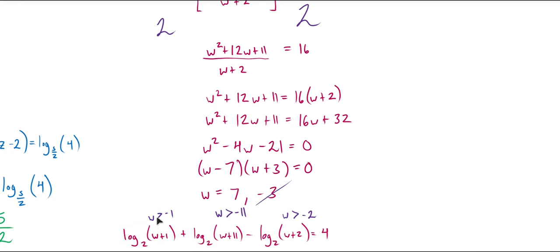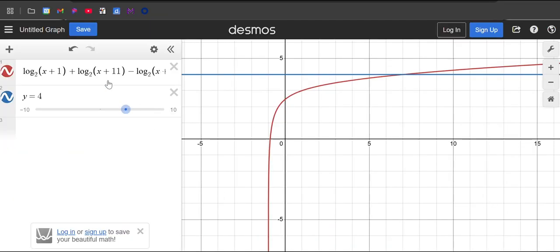Of course, greater than negative 1 is something which will be stronger than both of these other conditions, because if something is greater than negative 1, then it automatically satisfies being greater than negative 11 or greater than negative 2. Unfortunately, negative 3 does not satisfy this, and so we're going to have to throw out that solution. 7, however, does satisfy each one of these. To make sure that our answer works, let's plug that into Desmos to check.